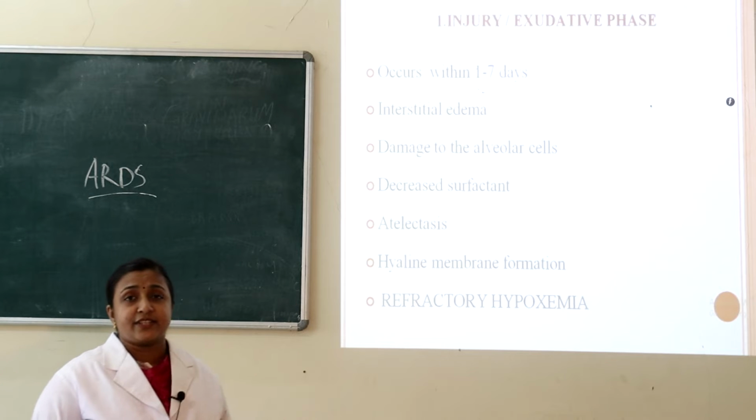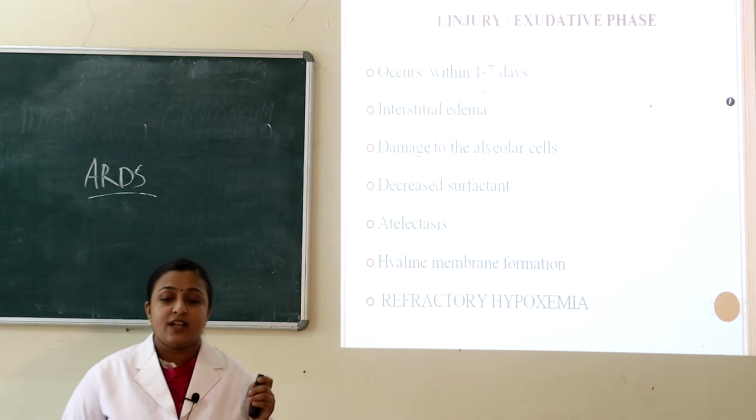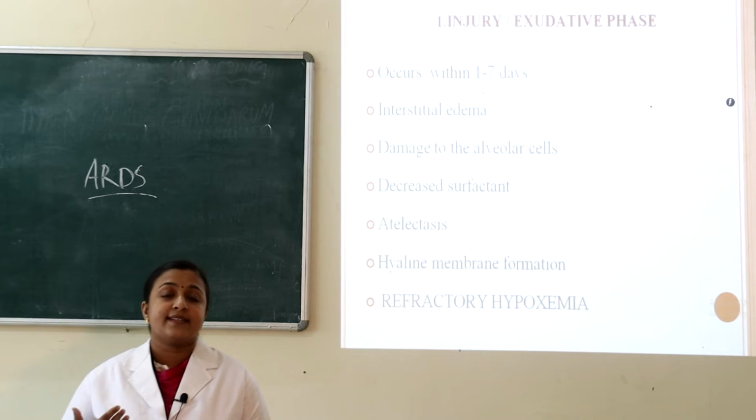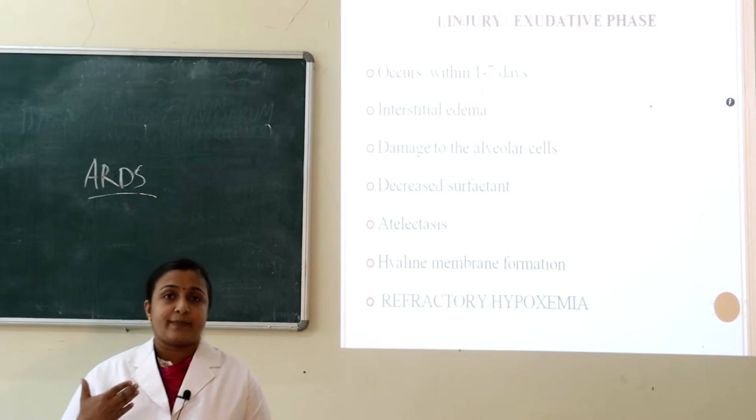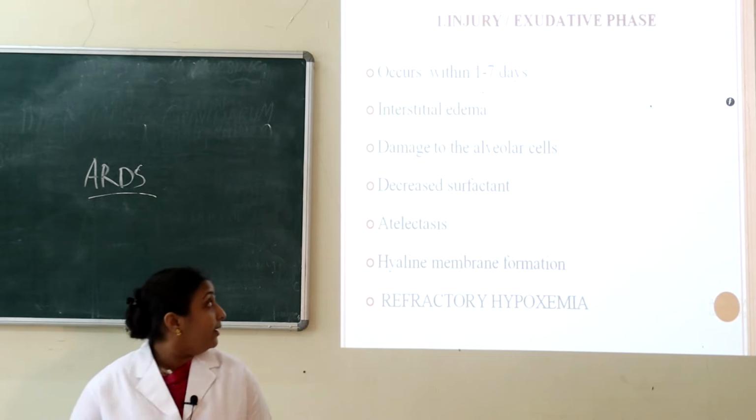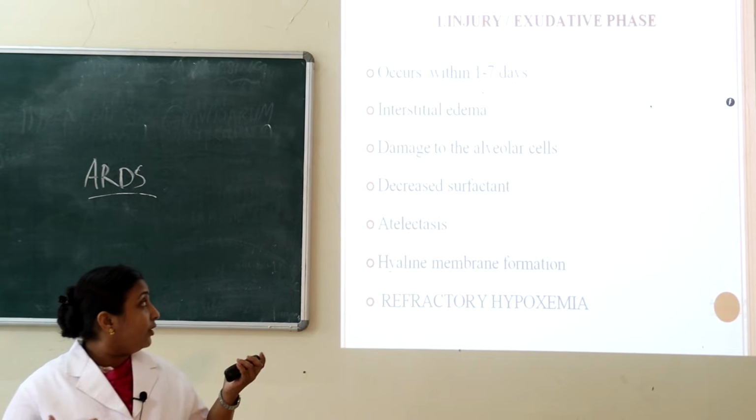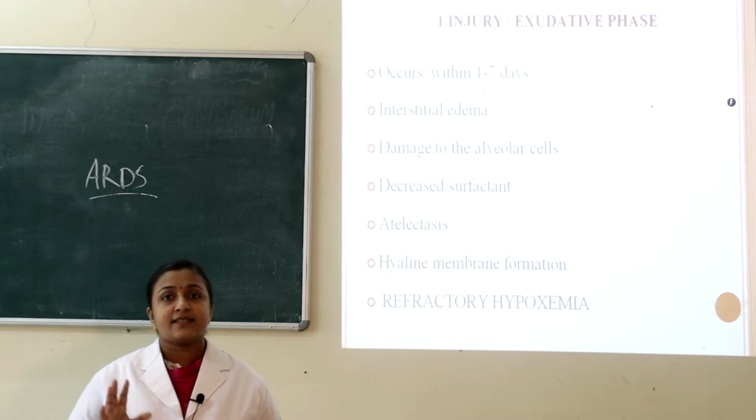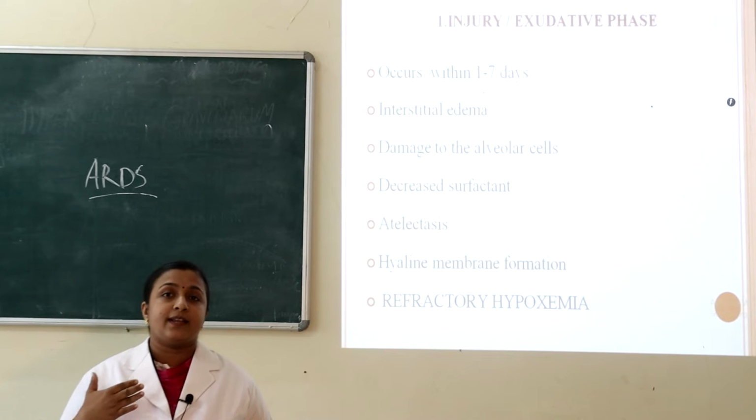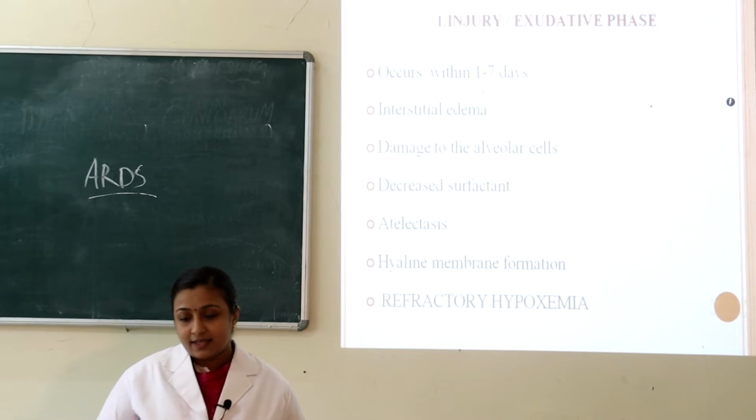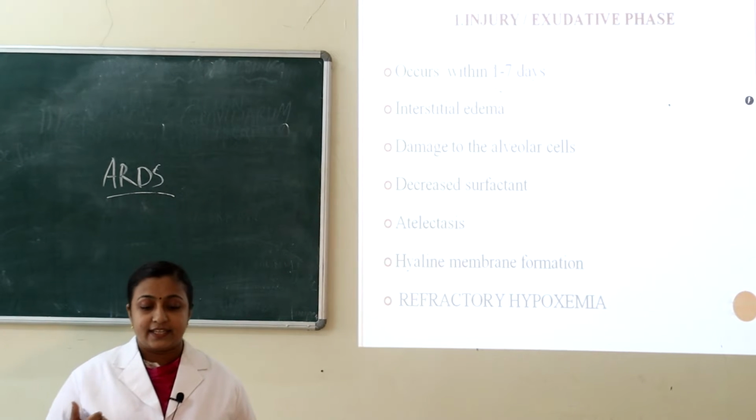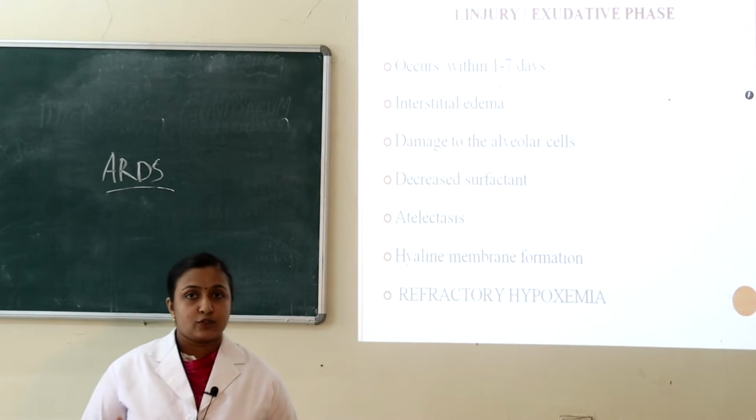All these changes occur in the first stage, that is the injury or exudative phase. It occurs within 1 to 7 days. Initially the patient may develop interstitial edema, then damage to the alveoli, then surfactants will decrease. Because of the decreased surfactants, the patient may develop atelectasis. Then hyaline membrane formation, and finally refractory hypoxemia.